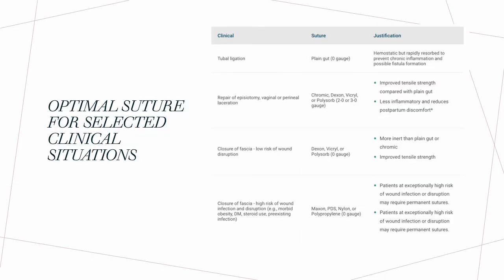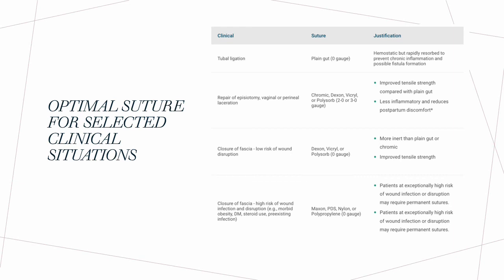So, optimal suture for selected clinical situations. I listed this here just for your general review. For those who haven't done a tubal ligation, we use plain gut. That's hemostatic but rapidly absorbable. We want to prevent chronic inflammation and the possible fistula formation or reformation of the tubes.